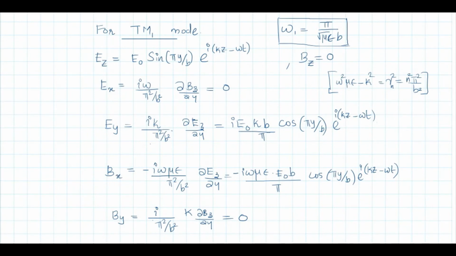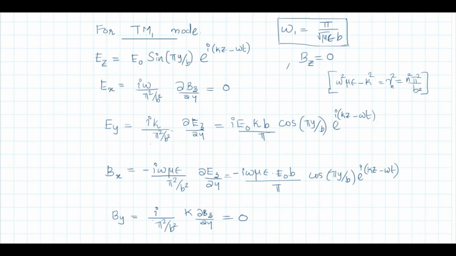Bx is minus i omega mu epsilon divided by gamma square. Gamma square is again pi square by b square into dou Ez by dou y. Take the derivative with respect to y. Again, sin derivative will be cos pi y by b into pi by b. The pi by b will cancel with the denominator and you will get minus i omega mu epsilon E0 b by pi cos pi y by b e raised to i(kz minus omega t). By is a derivative of Bz, so Bz is 0 means By is also 0.